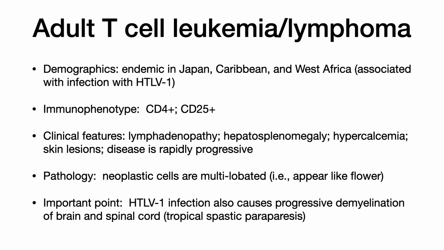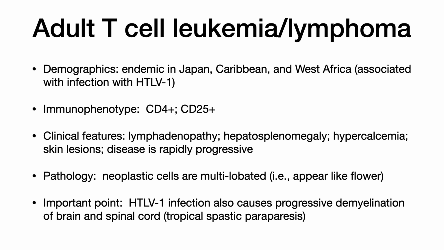Adult T-cell leukemia lymphoma. This one is not as common in the United States. It's found mostly in Japan, the Caribbean, and West Africa, and it's associated with HTLV1. So this is an important association to know. It's a T cell, so it's CD4 positive. As would be expected, they get lymphadenopathy, they can get hepatosplenomegaly, they can get hypercalcemia, and the disease is rapidly progressive.